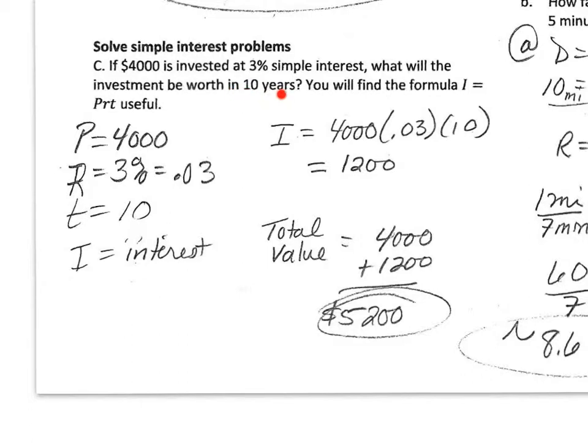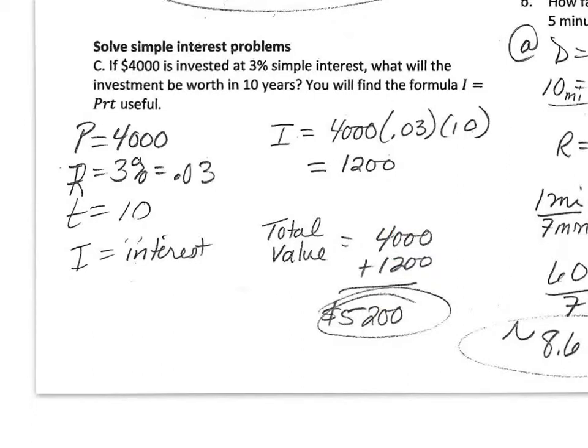So T equals 10 for 10 years, and we want to know what interest we have. Now the final answer, they're asking you, what will the investment be worth? So when we're done, we'll have to find that interest and then add it back to the principal. So we substitute each of these values into the formula PRT, so 4,000, 0.03, and 10. Use your calculator and you get 1,200. Remember, that's the interest that this money has earned over 10 years. We need to add it to the original amount that we invested to get $5,200.